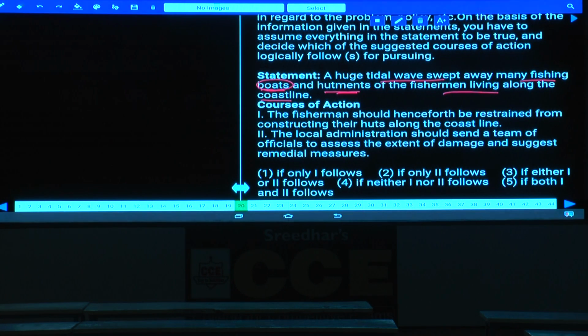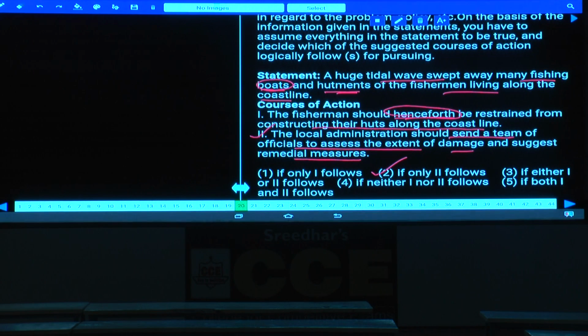The fishermen should henceforth be restrained from constructing their huts along the coastline. It is a negative course of action. Then what is the next one here? Second, the local administration should send a team of officials to assess the extent of damage and suggest remedial measures. Then what is the best course of action here? The second one is the best course of action. Only 2.